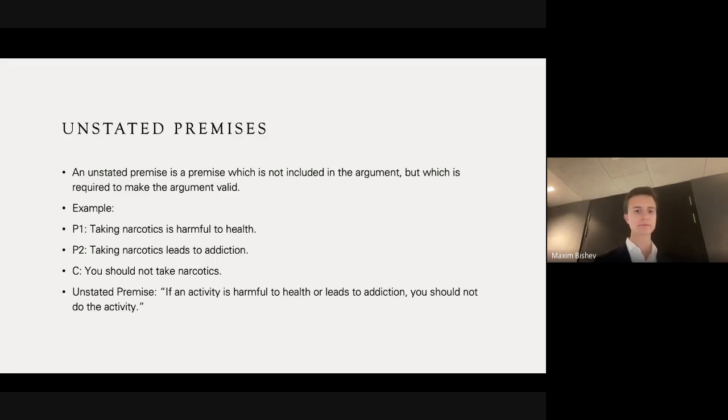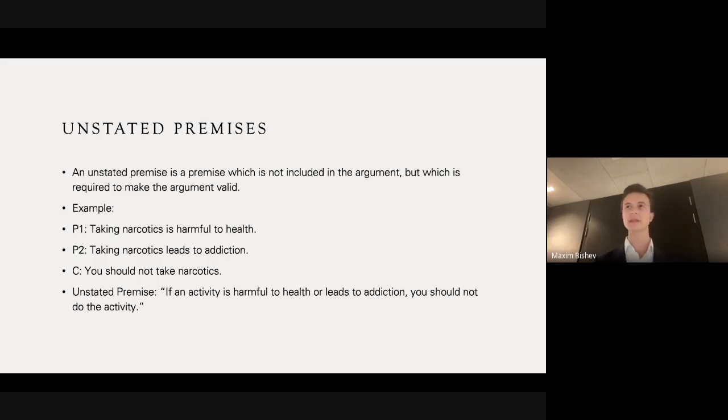So an unstated premise is a premise which is not included in the argument, but which is required to make the argument valid. I've given an example here. P means premise and C means conclusion. So P1, taking narcotics is harmful to health. P2, taking narcotics leads to addiction. Therefore, C, you should not take narcotics.